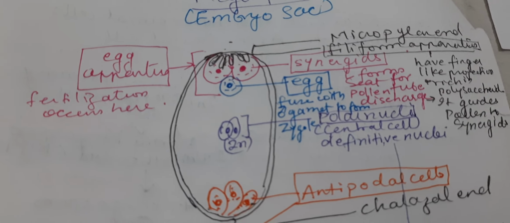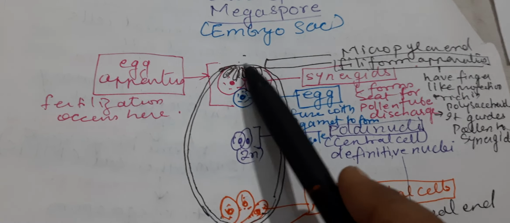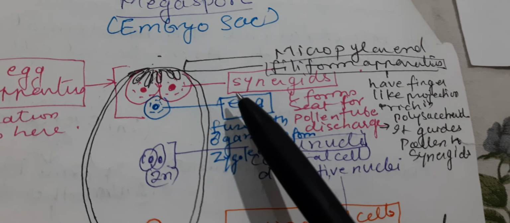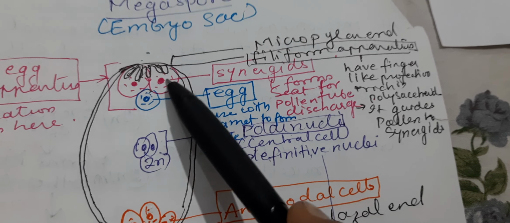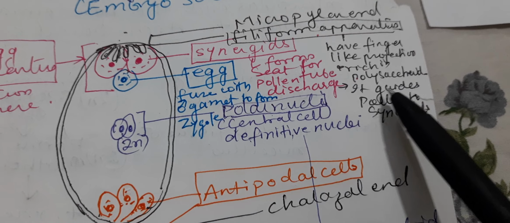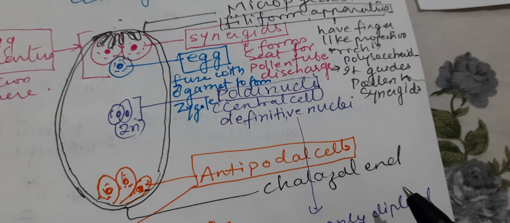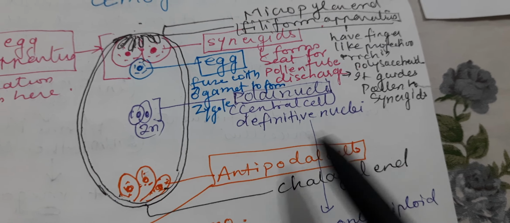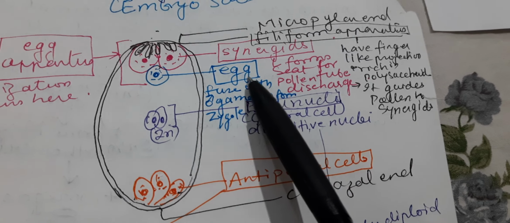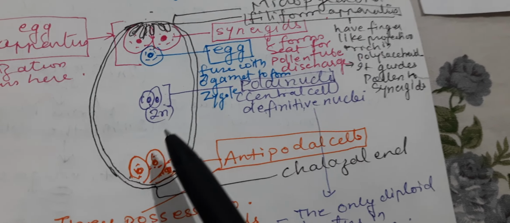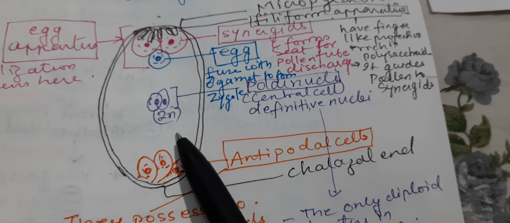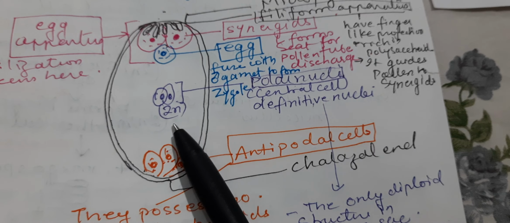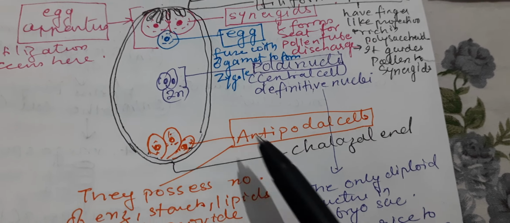So if you look at the diagram of the embryo sac, it looks like this. Here you can see the egg cell along with these synergids forming the egg apparatus, and here you can see the micropylar end. These are called the filiform apparatus. They have finger-like projections and they are rich in polysaccharide. They guide the pollen tube to the synergids. Then the egg is there. Basically the egg cell fuses with the male gamete to form the zygote, and this is the polar nuclei, which is 2, and this is also known as the central nucleus or cell. This is also known as the definitive nucleus.